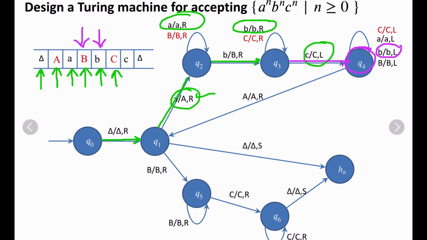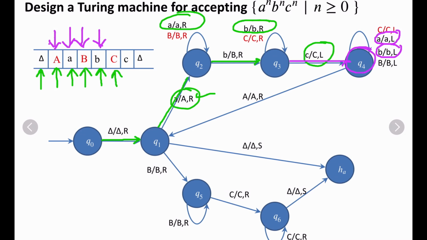Still, I wanted to check one more: the A's are on the left side. Read that small a. Move one step to the left. That means you are at this place. Still you are at state Q4 only. Read this. So what is the next input here?